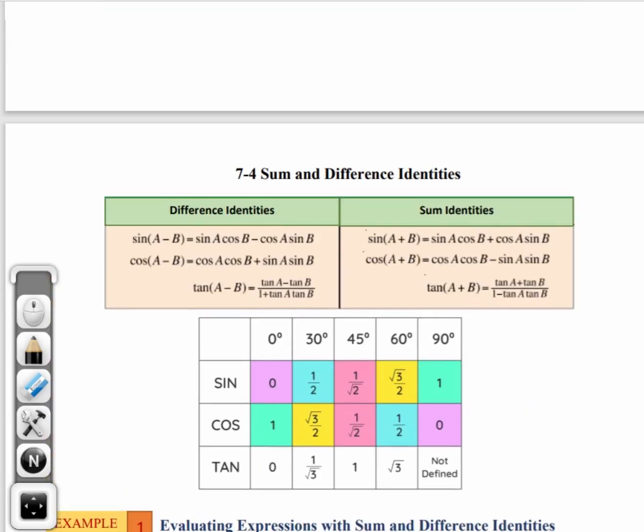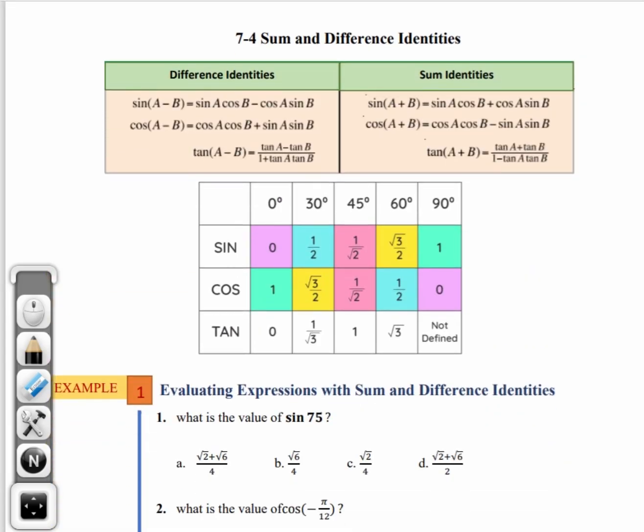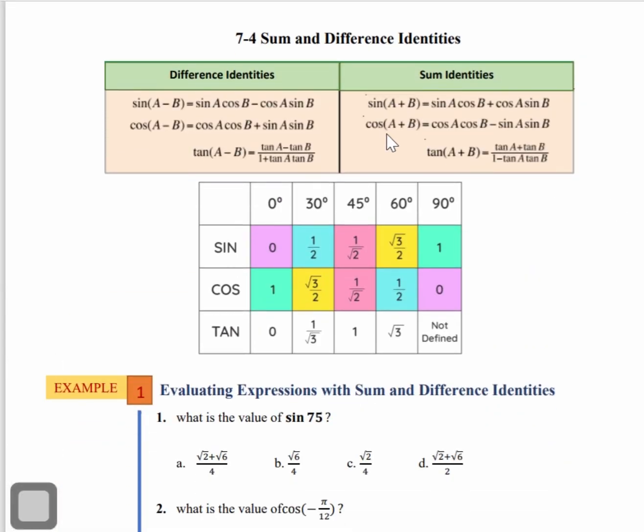For example 2, let's come back to our table. We have difference identities. For example, we have sine A minus B. So the rule of sine is sine A cosine B minus cosine A sine B. You have to memorize these rules. So we have sine A plus B equals sine A cosine B plus cosine A sine B.